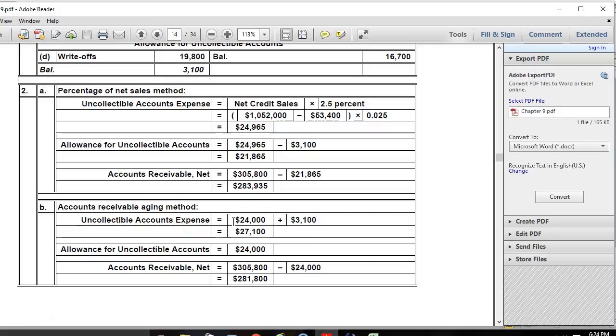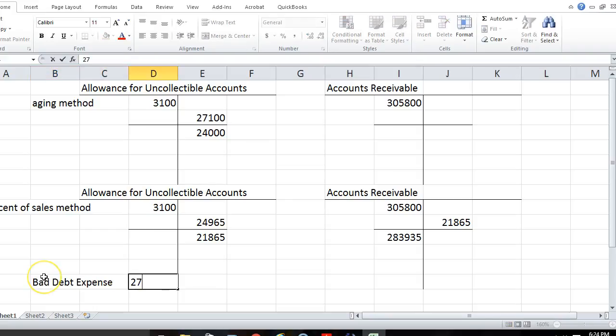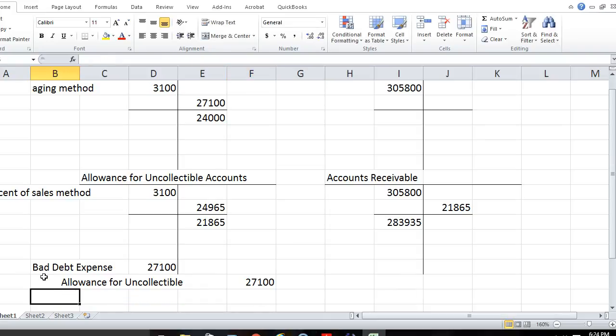So, what we ultimately want is an allowance of 24,000. So in order to get that allowance of 24,000, what are we going to need to debit and credit? We're going to debit our bad debt expense, okay? Bad debt expense of how much? 27,100, and we're going to credit our allowance for doubtful accounts or uncollectibles of 27,100 also. Is that right?